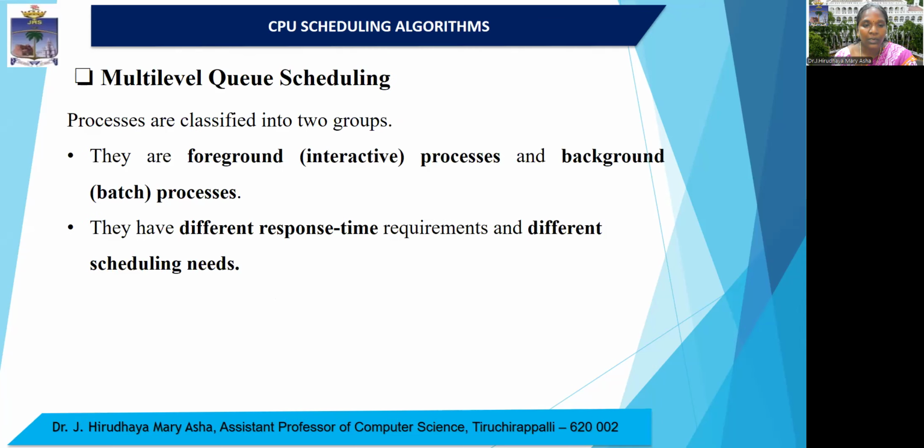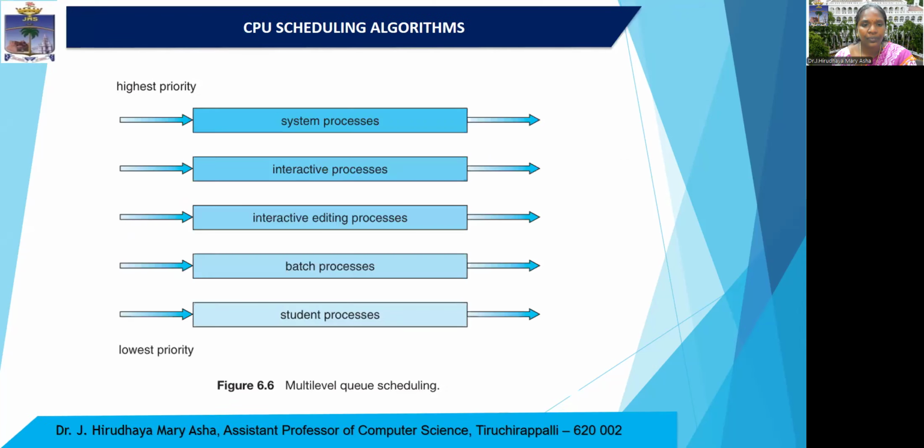The next one is the multi-level queue scheduling. Here, the incoming processes in this scheduling algorithm are classified into 2 groups. One is the foreground process, which is also called the interactive process. The next one is the background process, called the batch process. These foreground and background processes have different response times and different scheduling needs.